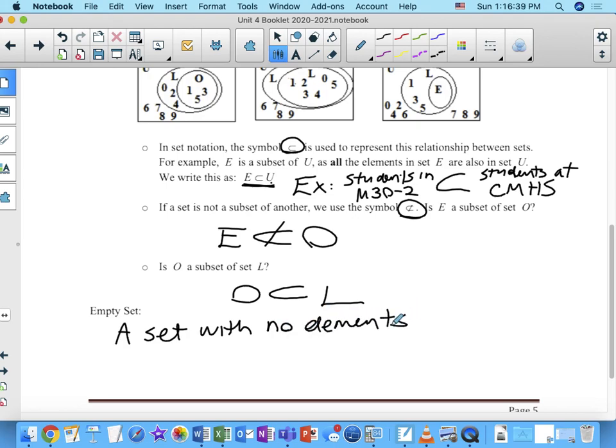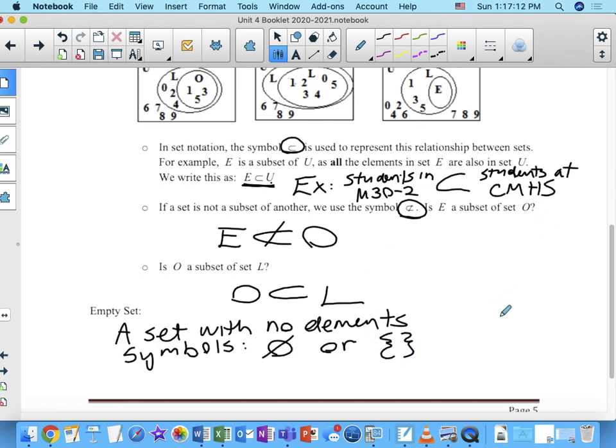Okay, and we use the following symbols to denote the empty set. One of them is this one. It's like a 0 with a slash through it. Or you can use a set of curly brackets that are kind of right next to each other, which means that nothing's in there, right? It's a set with no elements. So both of those symbols mean the same thing. It means that there are no elements in that set. Okay?